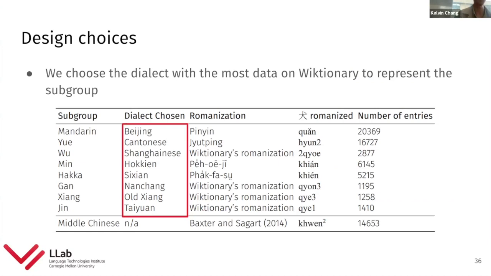But of course, our data set unfortunately favors higher resource varieties like Mandarin, Yue, Wu, and Min.